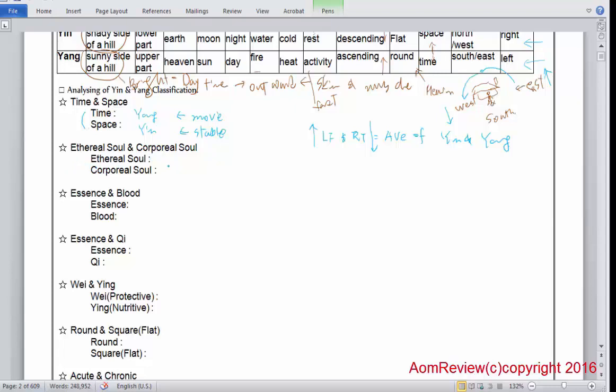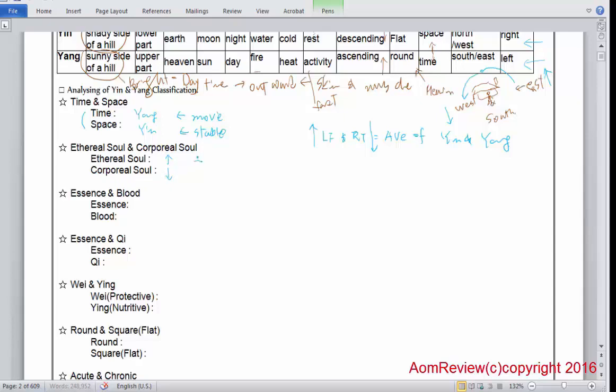There's another pair, the ethereal soul and the corporeal soul. When people die, this spirit might move out from the dead body. So one goes to the ground, one goes to the heaven. Which one goes back to the heaven? Mostly the ethereal soul. When cartoons draw people dying, there are angels flying toward the heaven. So that is the ethereal soul. And the other spirit returns back to the ground, so it's downward. This is the corporeal soul.